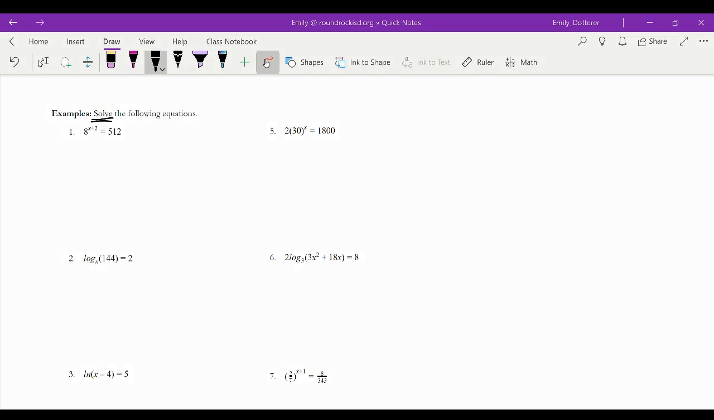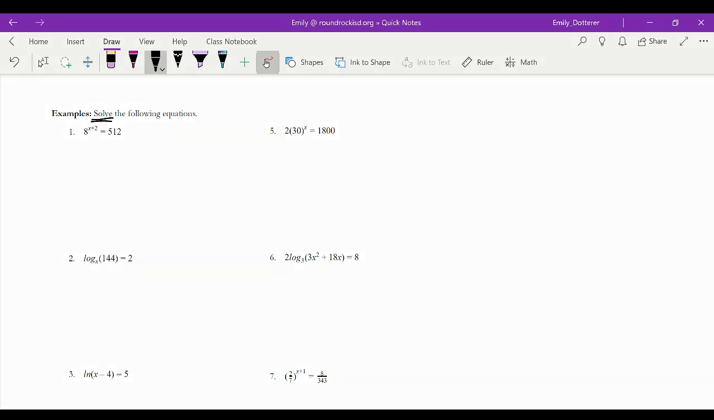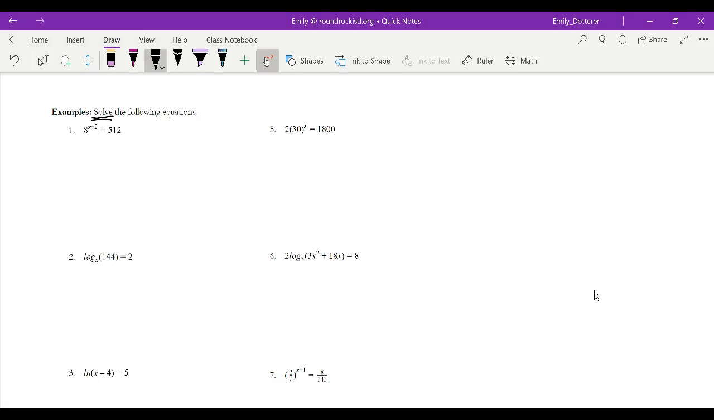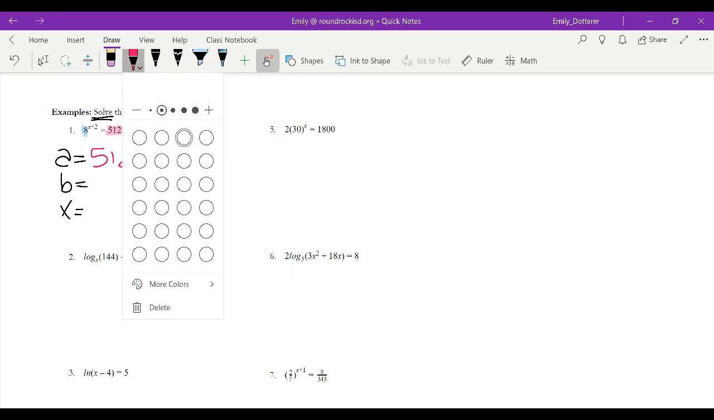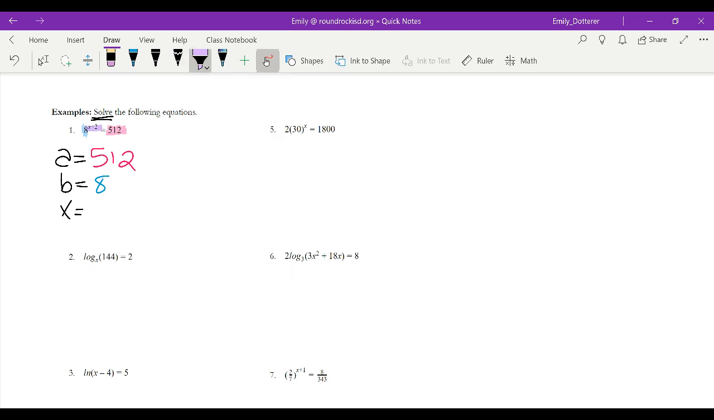Okay. So what we're going to do now is solve some logarithmic and exponential equations. So we're going to start by doing the exact same thing that we were before. And if you don't have to write this part out, that's perfectly fine. So A is that 512. B is 8. And x is the exponent.